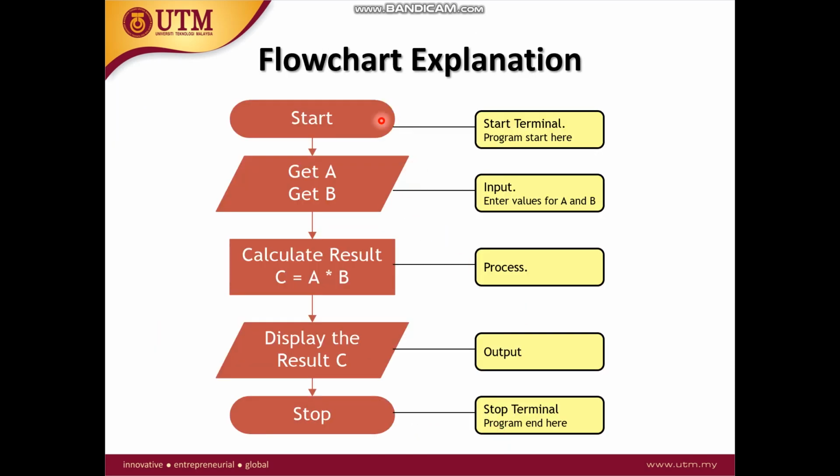Here we can see what the shapes are. This one is a terminal, which is the starting terminal. This one is an input shape. Okay, this parallelogram is an input shape. This shape is used when you are getting inputs, and this one is used when you are doing some process. For example, the process is A multiplied by B, while this one, which is the same as the input shape, is used to produce some output, and this one is the stop terminal. The program ends here, or the flowchart ends here.